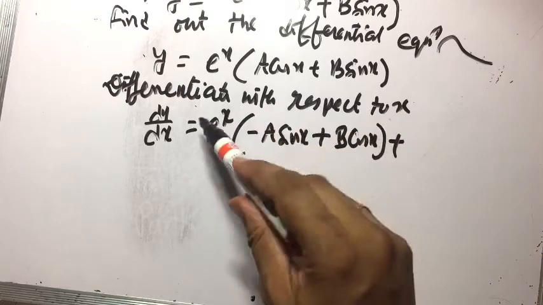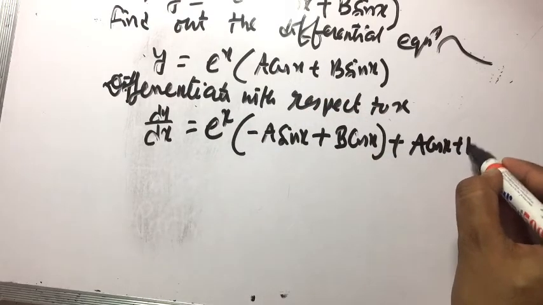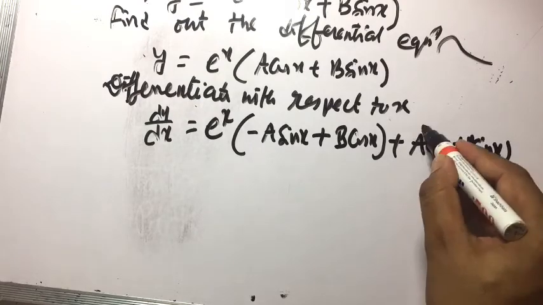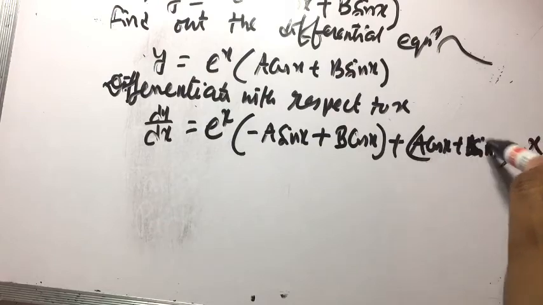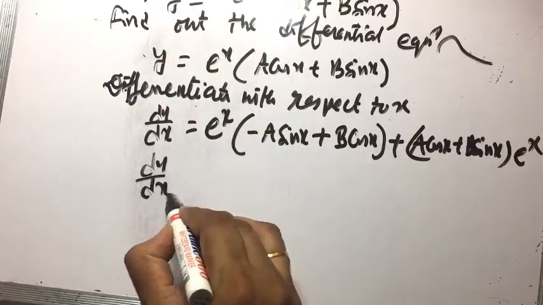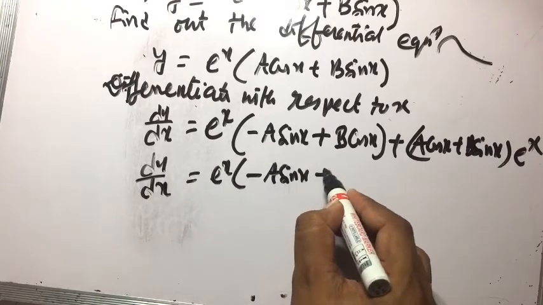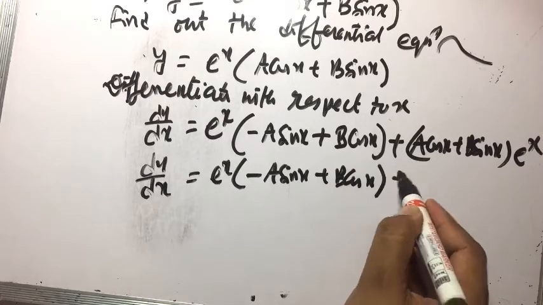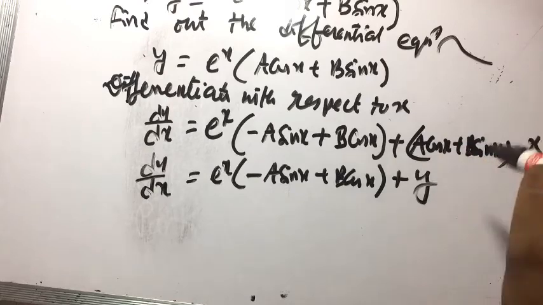Next, keeping v constant, that is a cos x plus b sin x constant, we know that e to the power x differentiates to e to the power x, which remains the same. Now a cos x plus b sin x times e to the power x is already known to us, that is y. So dy by dx equals e to the power x times minus a sin x plus b cos x, plus y.